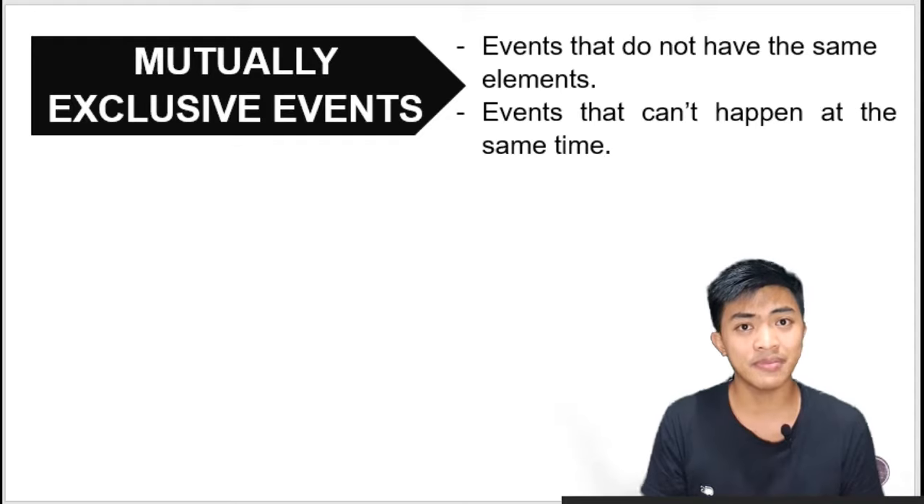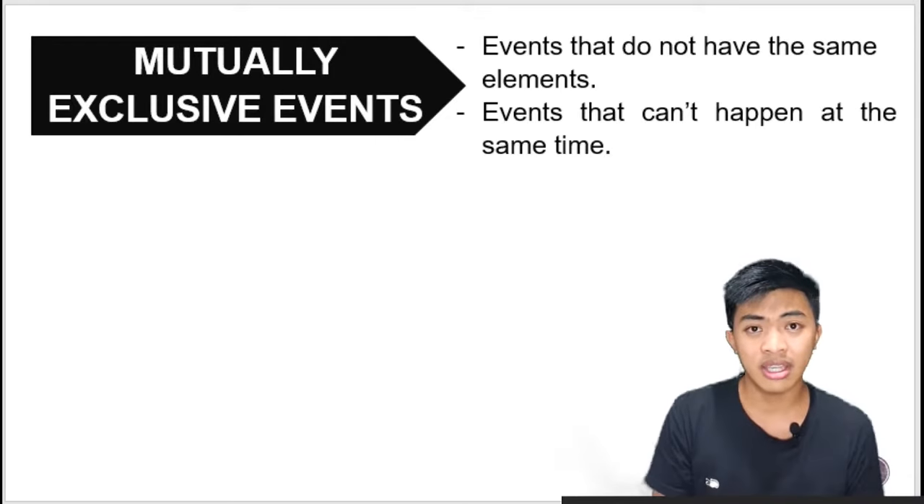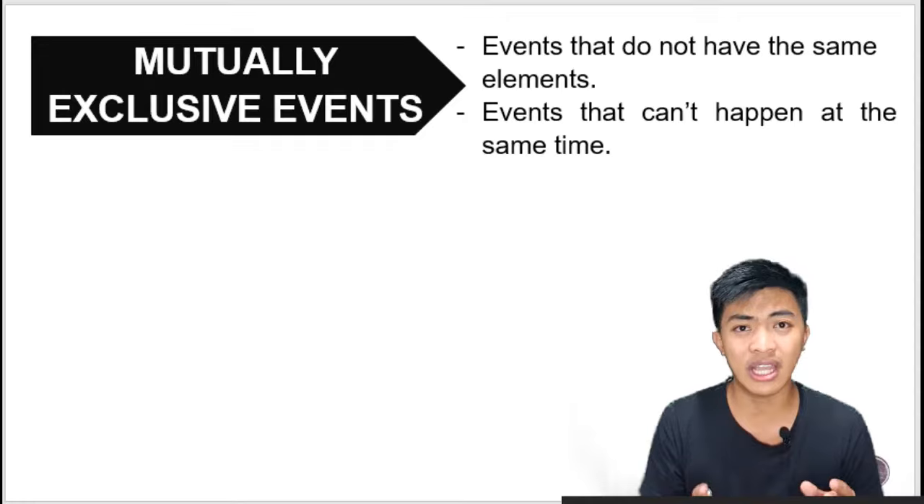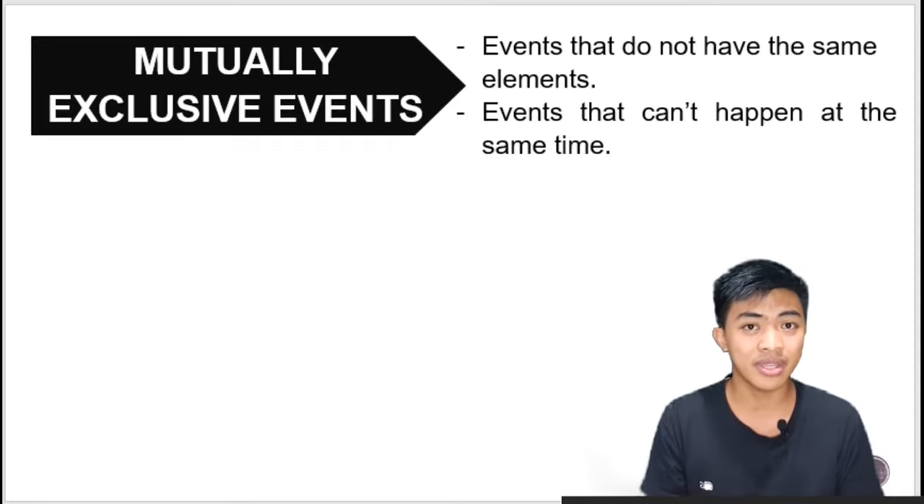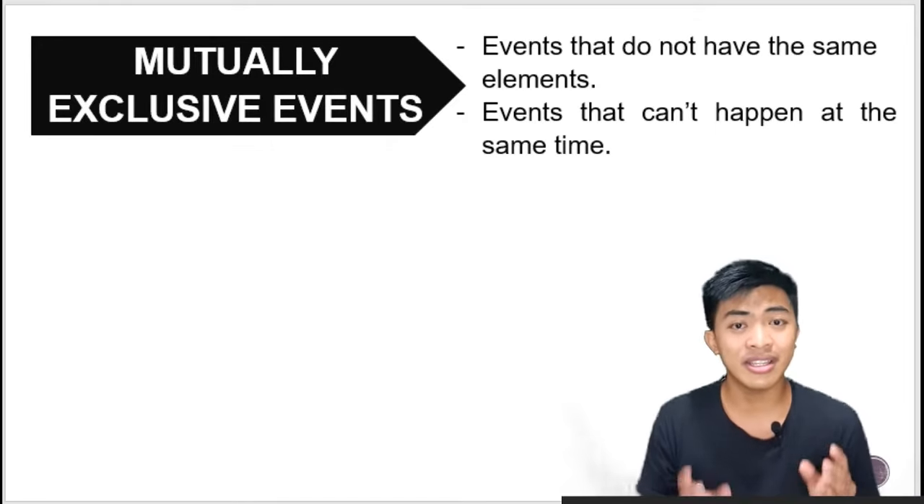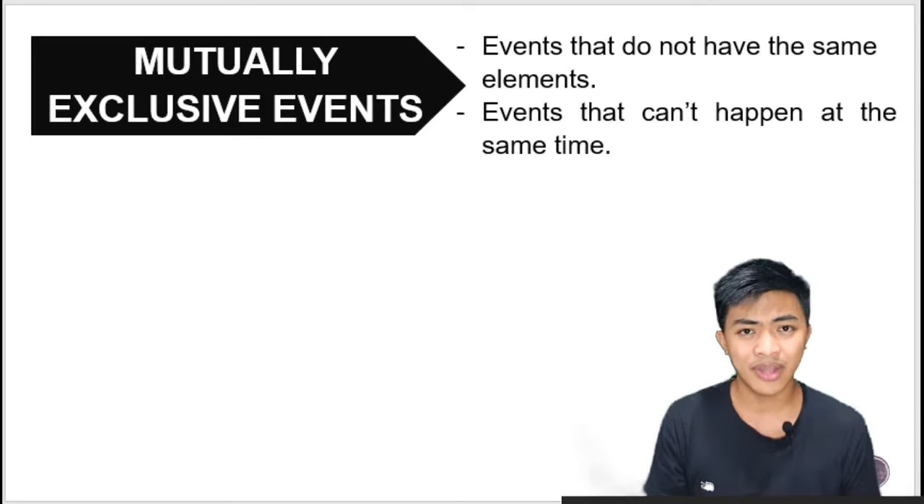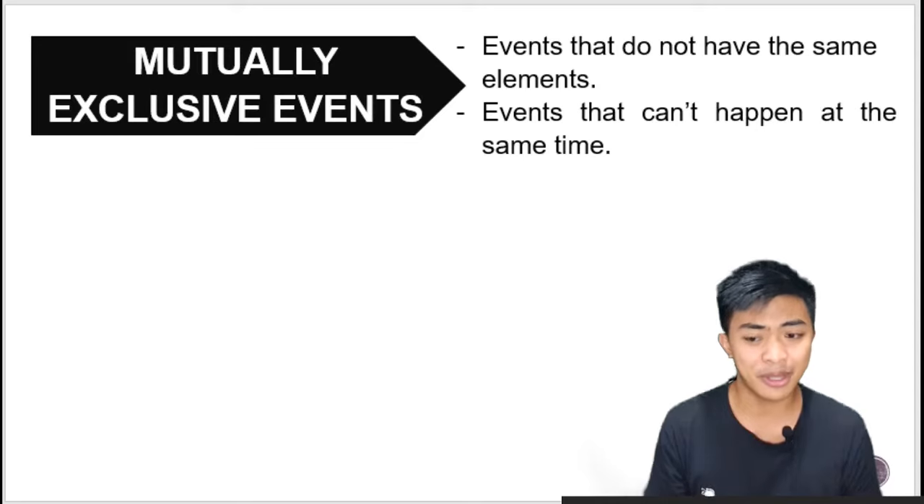Another example, if we have the standard deck of cards, getting a black card and getting a red card is mutually exclusive because we cannot have a card that is both a red and a black. Okay? Walang card na red and black at the same time. So how then do we solve for this kind of probability?